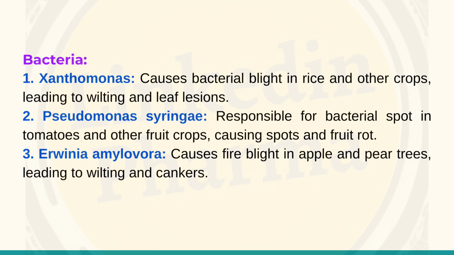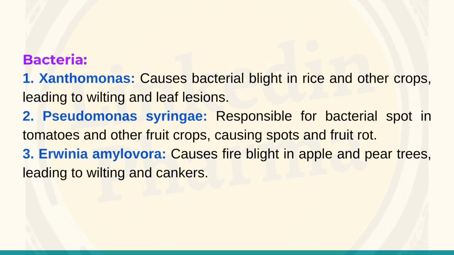Bacteria. Xanthomonas causes bacterial blight in rice and other crops, leading to wilting and leaf lesions. Pseudomonas syringae, responsible for bacterial spot in tomatoes and other fruit crops, causing spots and fruit rot.